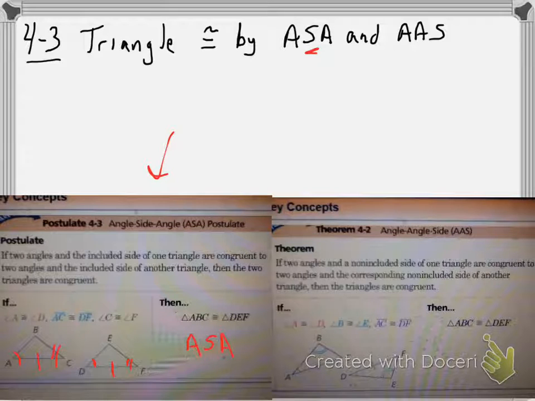The last one is angle angle side. Notice where the S is in the name. The S is at the end, so that means the S is not between, like it was in angle side angle. Okay, and it says here angle A to angle D, angle B to angle E, and this side to this side. So notice how we have one angle, two angles, and the non-included side. So we would say this would be angle angle side.